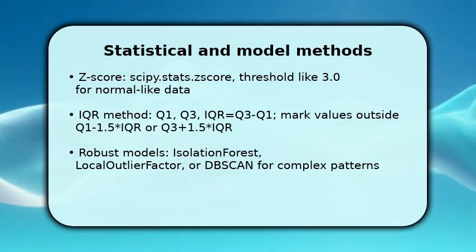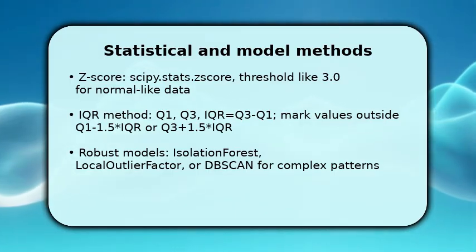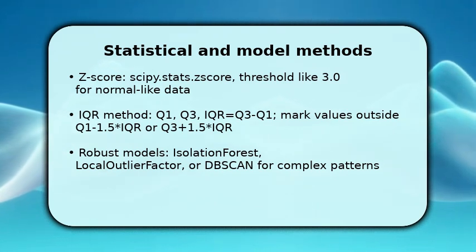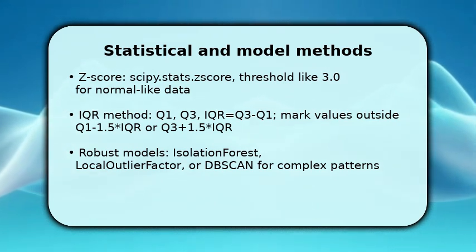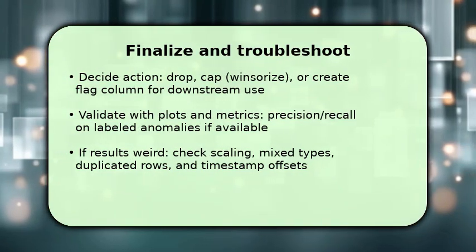Once those basics are done, consider robust algorithms. Fit isolation forest or local outlier factor for multivariate anomalies, and scale features with RobustScaler to reduce influence of extreme values. You finish by choosing how to handle flagged records.